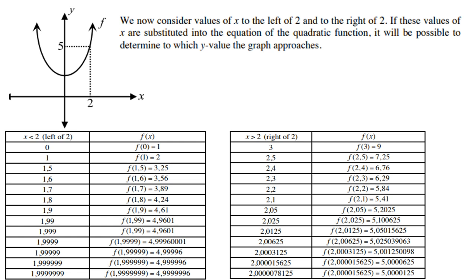And the same on the right-hand side. If x is greater than 2, that is now on the right-hand side of 2, so if you put 3 into the function, you get 9. If you put in maybe 2,1, you get 5,41. If you put in 2, you get 5. You see, so again, this function is also approaching 5, but this time from the right-hand side.